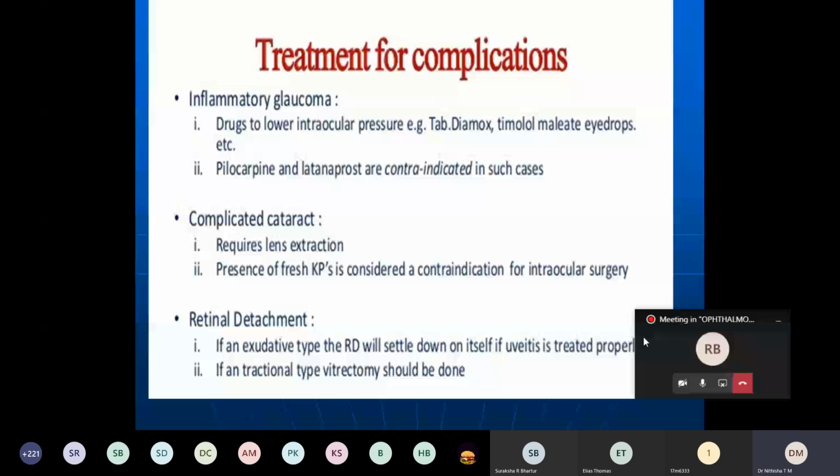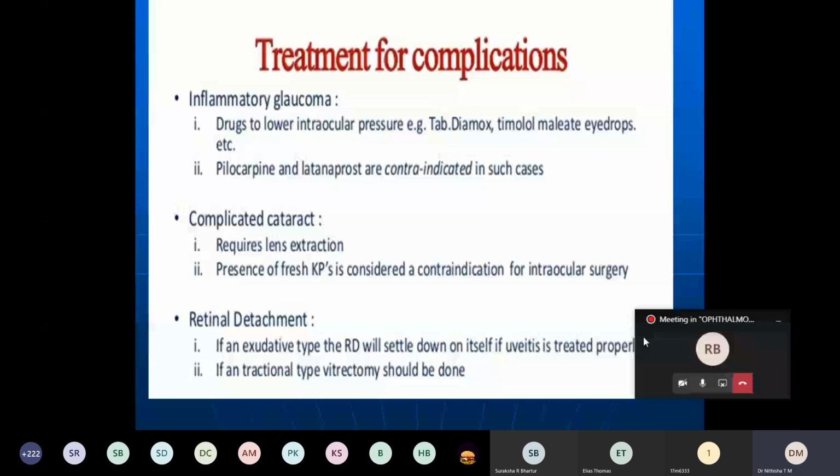In complicated cataract, if due to uveitis the patient has developed cataract, then you have to do lens extraction, but the eye should be quiet for at least 3 months. The eye of the patient should be free of inflammation. There should not be flare, cells and all. If the eye is quiet for at least 3 months, then that patient can be taken for cataract surgery. But why? It is a very highly vascular structure. It causes so many complications.